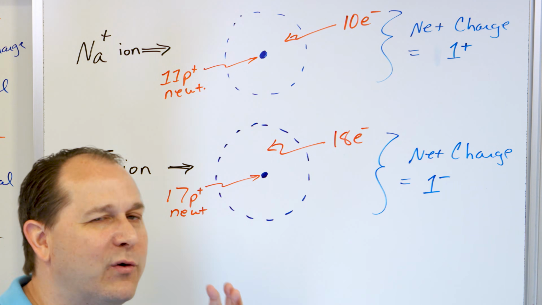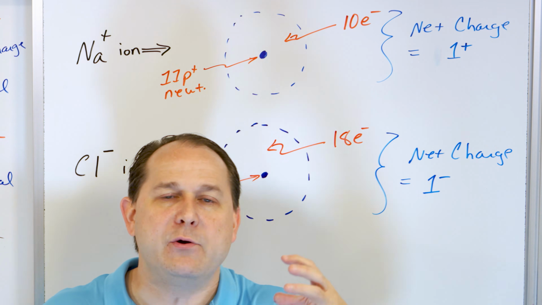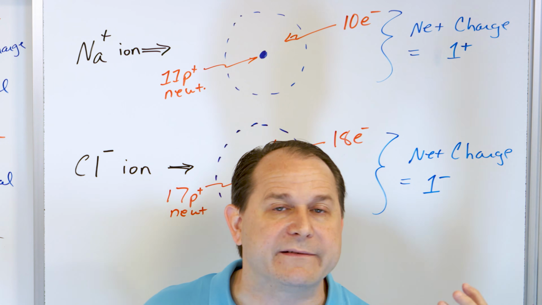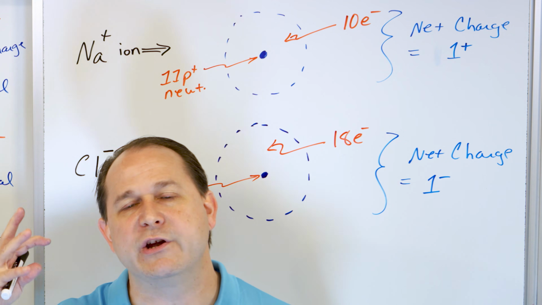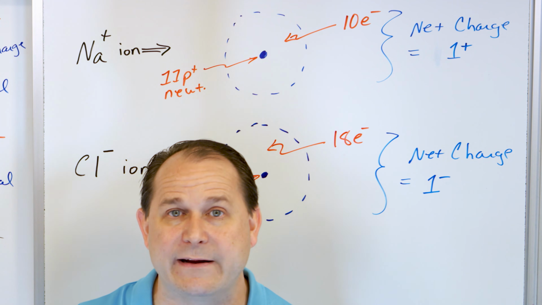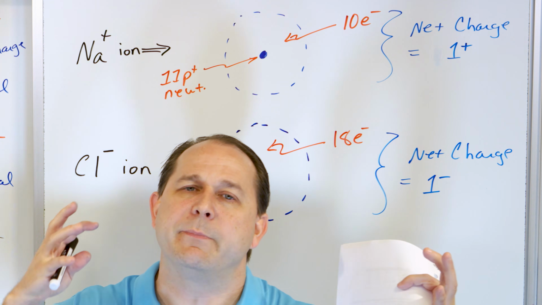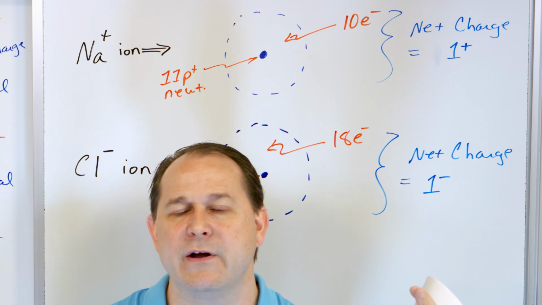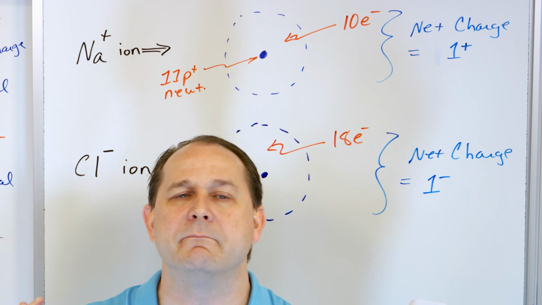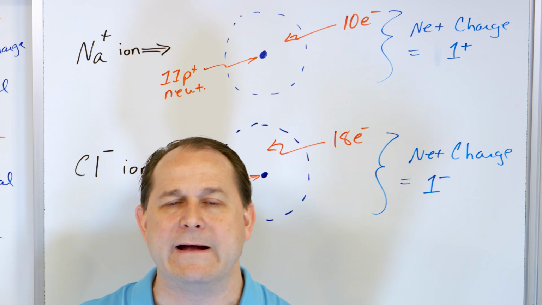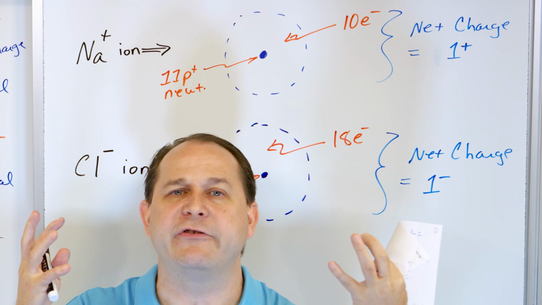Now let me ask you a question. What's going to happen if you have an object with an overall positive charge of +1 come into contact with another object with an overall negative charge of -1? The numbers don't matter, but if one is positive and one is negative, you know that opposites attract. The Coulomb force, or electric force, is millions of times stronger than gravity. Anytime you have opposite charges, it's going to attract.